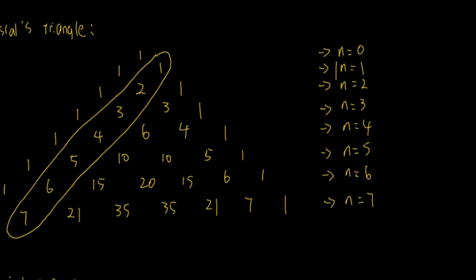Okay, so let's start with this. When n is equal to 1, the second term is equal to 1. When n is equal to 2, the second term is equal to 2. When n is equal to 3, the second term is 3. When n is 4, the second term is 4. When n is 5, the second term is 5. When n is 6, it's 6. When n is 7, it's 7. So now you know that the second term is just the same as the degree of power, the exponent.